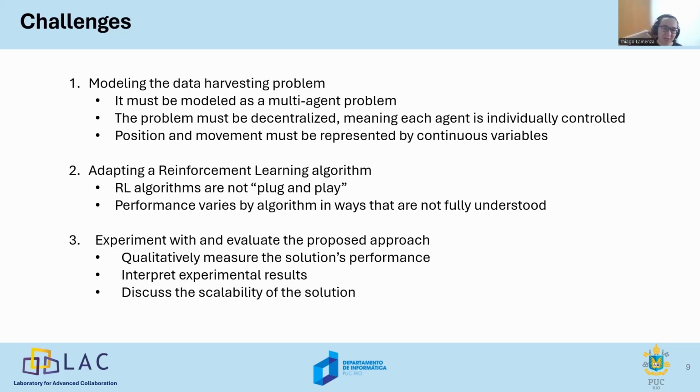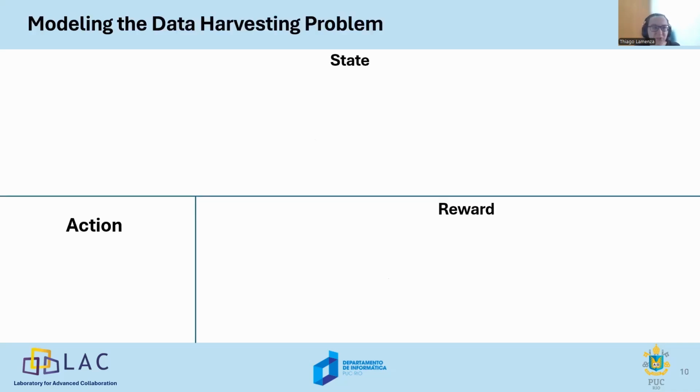And third, we want to experiment and evaluate the proposed approach. We want to collect some qualitative measures for the solution's performance. We also want to interpret the experimental results and discuss the scalability of the solution. So let's first talk about the modeling of the data harvesting problem.